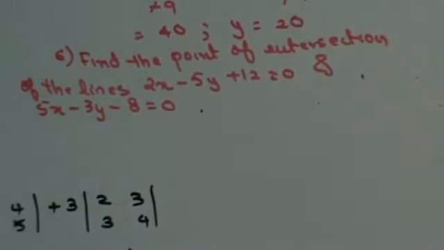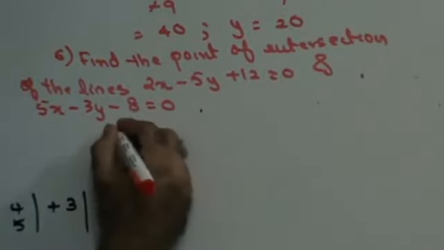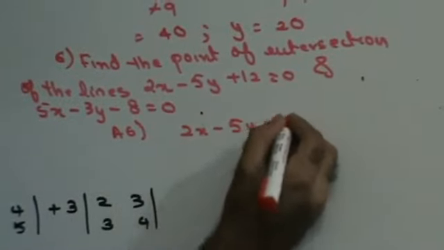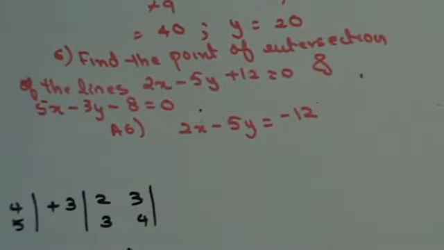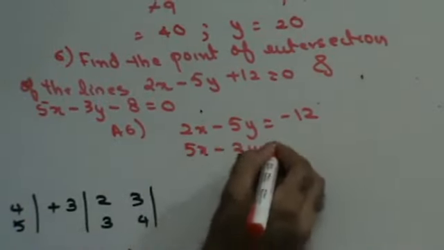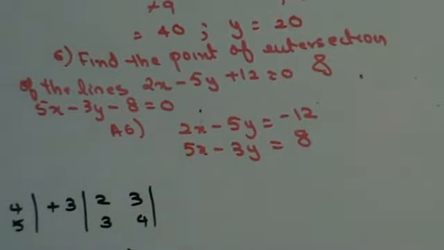So if they were to give you the sum this way, then I can say that the two equations are 2x minus 5y is minus 12. The plus 12 goes on the other side, becomes minus 12. Similarly, 5x minus 3y is 8. Once you have this, then you can apply Cramer's rule.